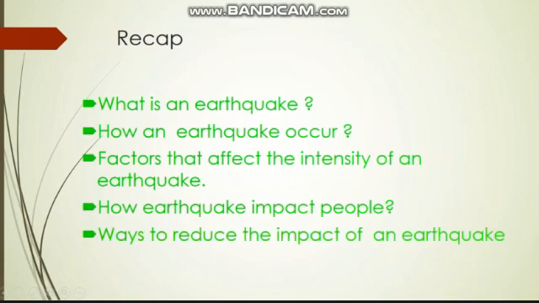Now, the ways to reduce the impact of an earthquake. How can we reduce it? We can reduce it by making our buildings according to our environment, earthquake resistant, using materials that can be used for it. Land use regulations can be applied. Then we can also have emergency drills. This is all that we have already done.